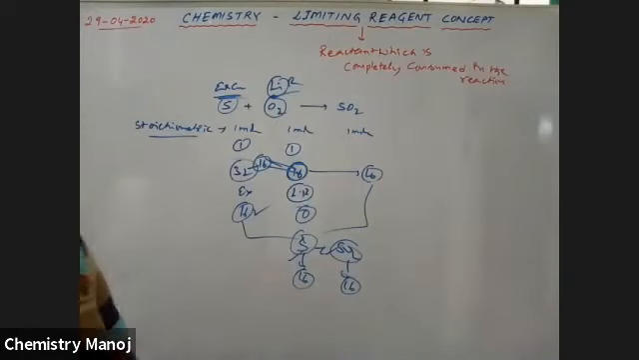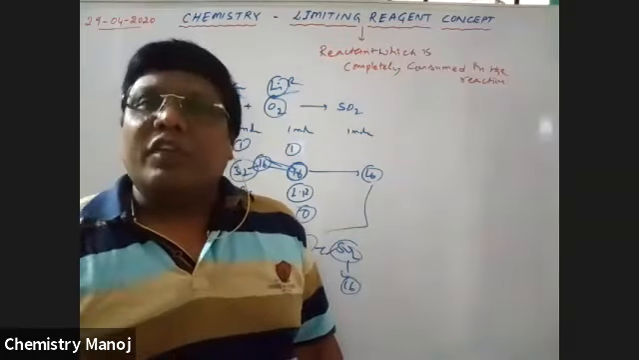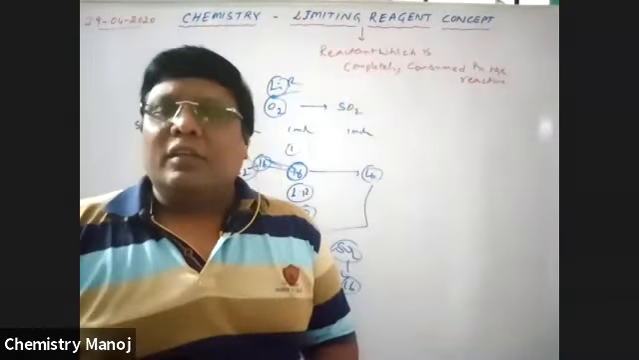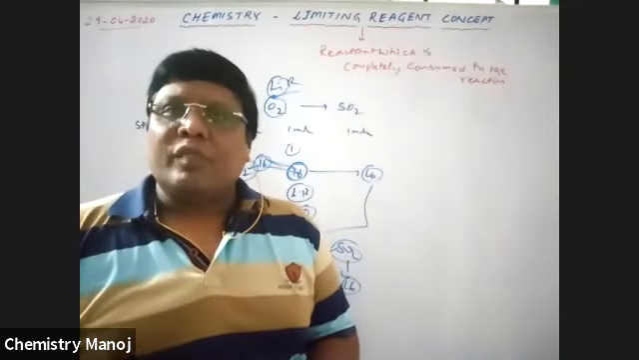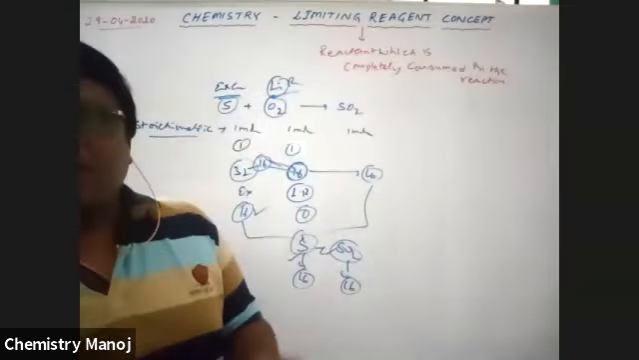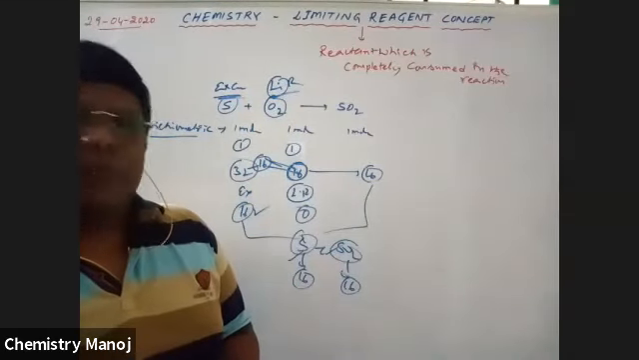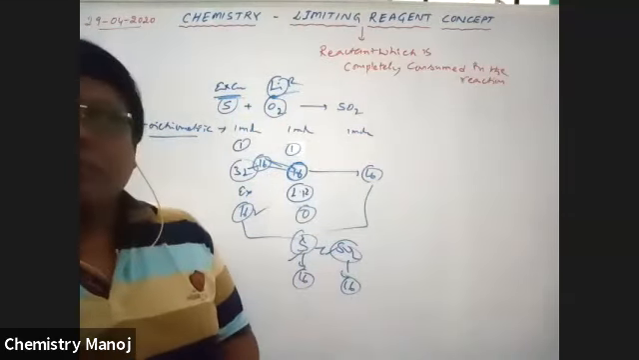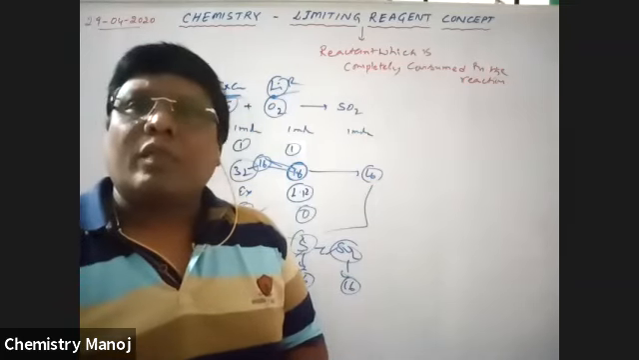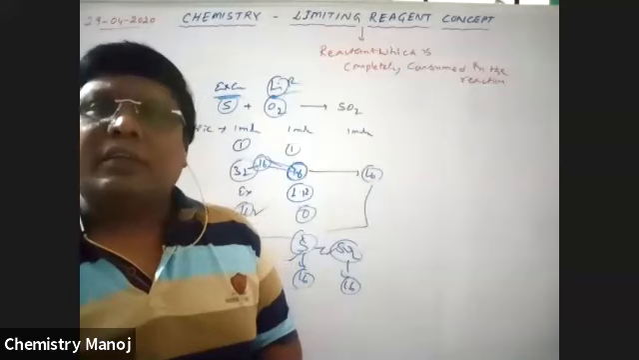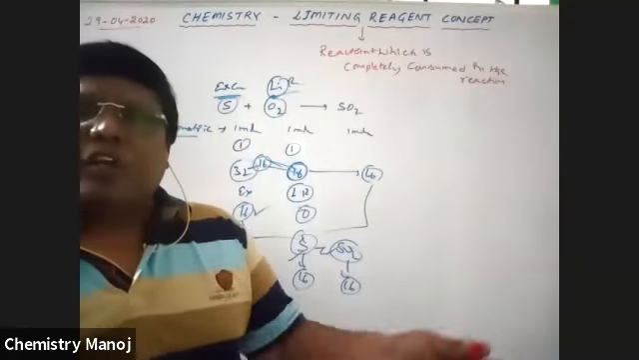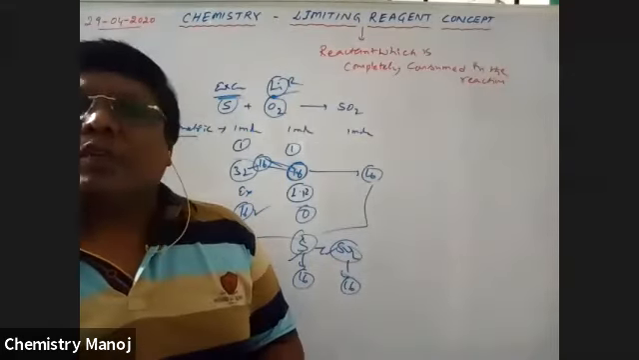Okay, so is this clear or not? If non-stoichiometric amounts are added, then only the limiting reagent concept is applied. That's enough. So what is your doubt, Farooq? If it is non-stoichiometric, automatically the limiting reagent concept is applied.